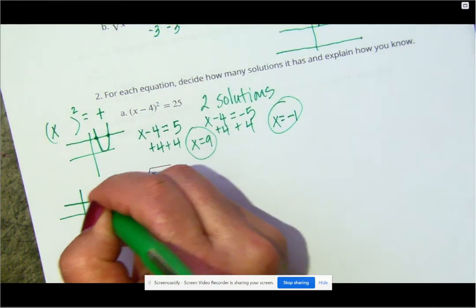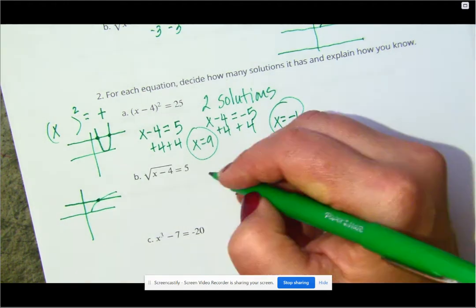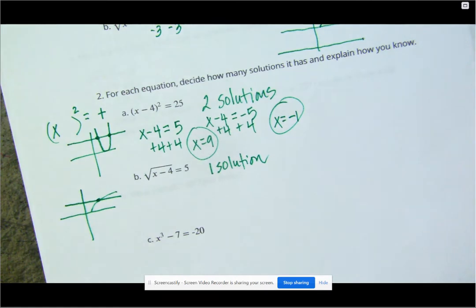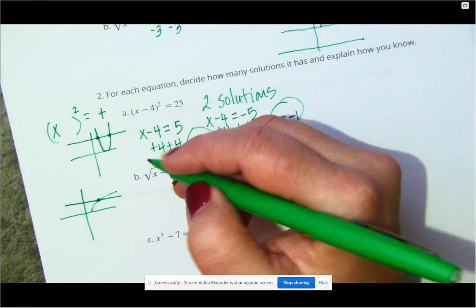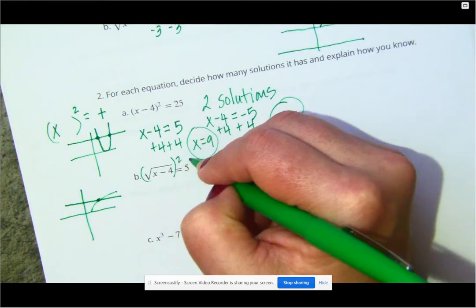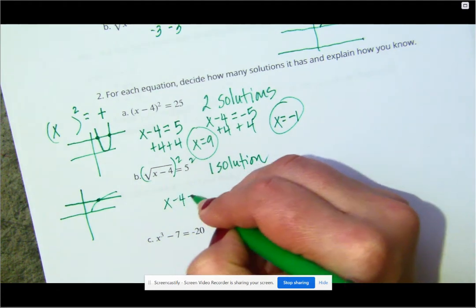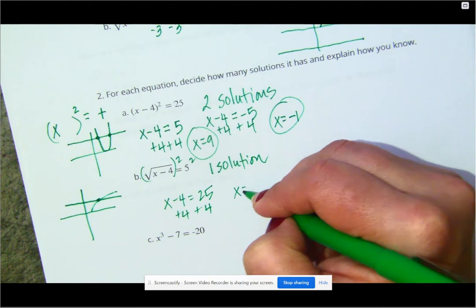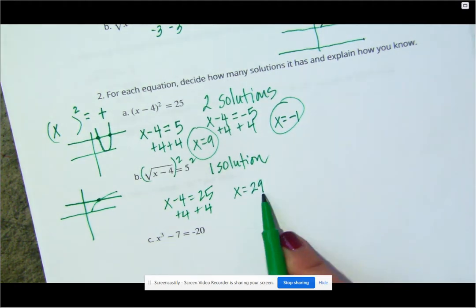When does that run into 5? One spot. This has one solution. If we want to go ahead and solve this just for fun, I know you're thinking, yes, please. This would be x minus 4 equals 25. Add 4 to both sides. X equals 29. Put a 29 in there.